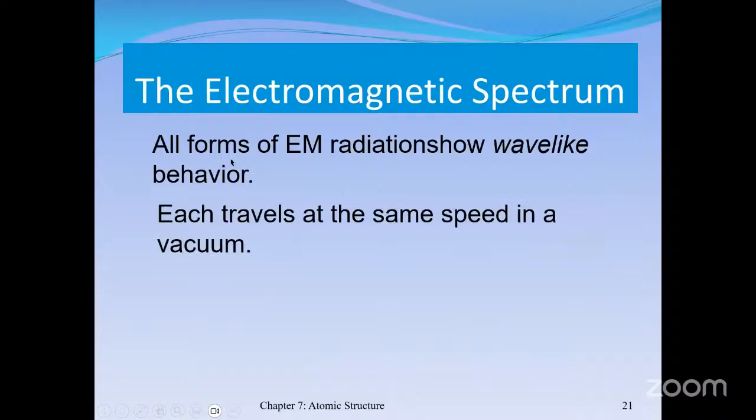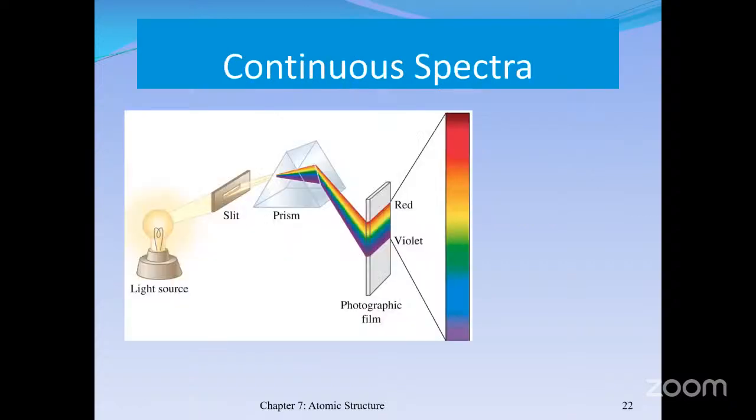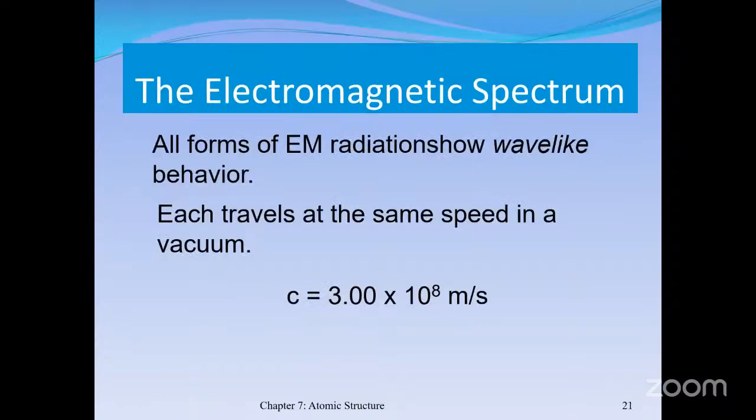As I said before, all forms of electromagnetic radiation show wave-like behavior and they travel at the same speed. The speed they all travel at is 3.00 times 10 to the 8 meters per second. Okay, so that's the electromagnetic spectrum.